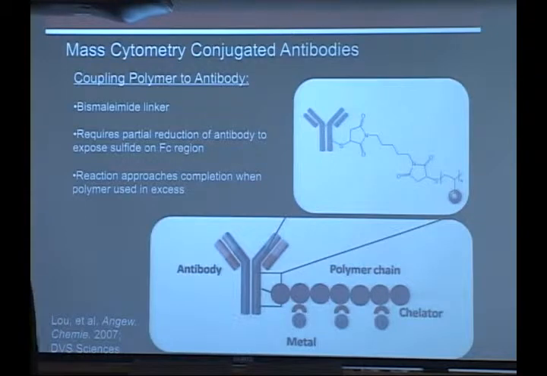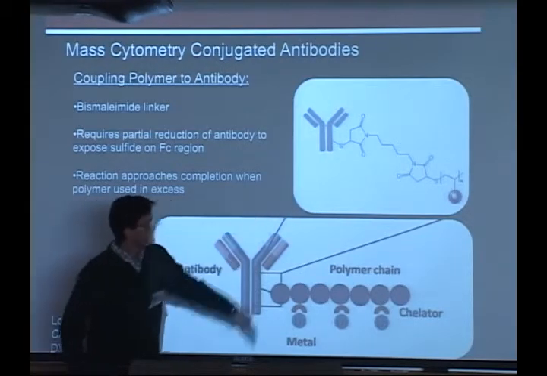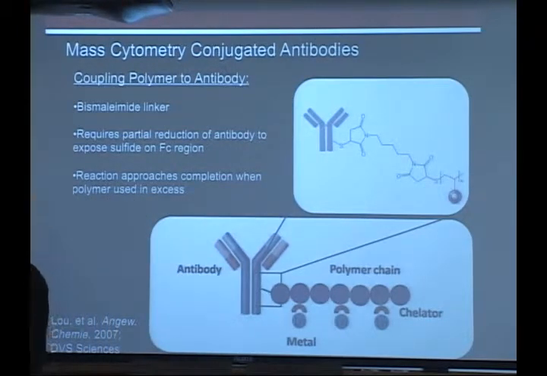So there, as you may know if you've done any antibody derivatization, there are kind of two main ways that people derivatize or conjugate antibodies. One is using primary amine-based chemistry, and one is using sulfhydryl-based chemistry. We use the latter. And to do that, our polymer has a bismaleimide linker on the end of it. And that linker is sulfhydryl reactive, meaning it'll bind SH groups.